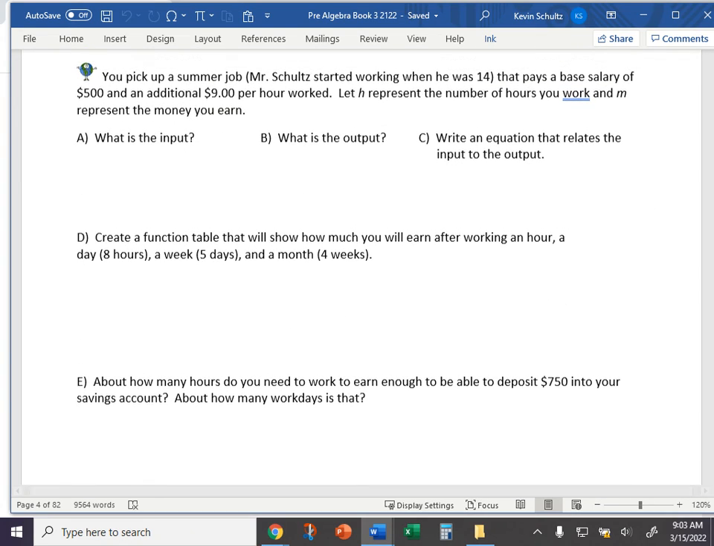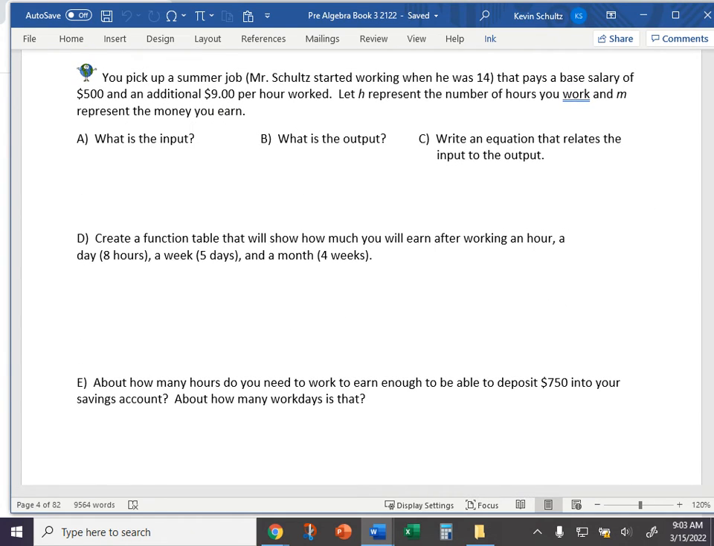Senorita, dial 103. You pick up a summer job that pays a base salary of $500 and an additional $9 per hour work. So it's like you have a $500 signing bonus here, and then you earn $9 per hour that you work.